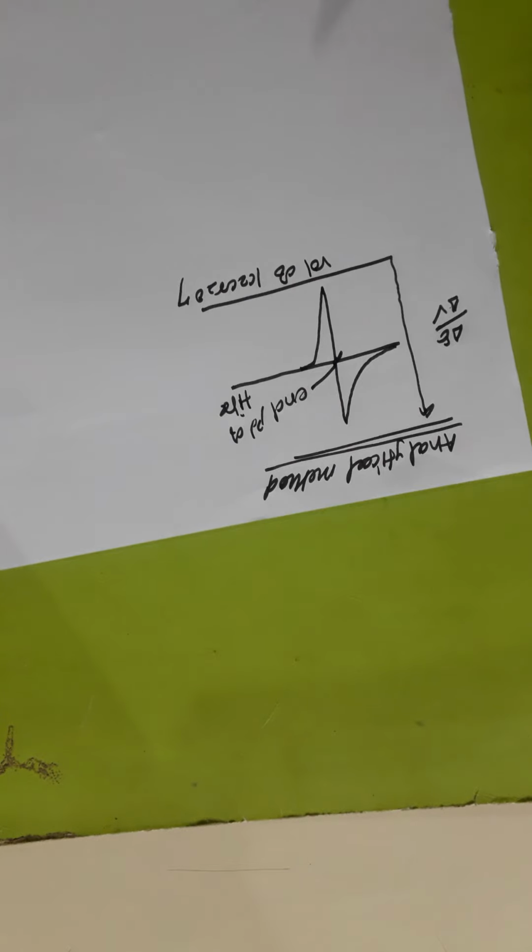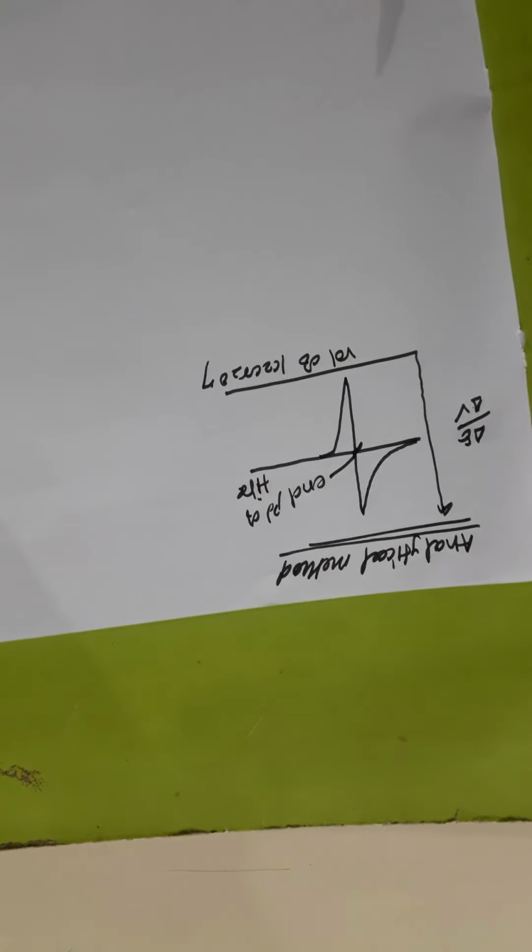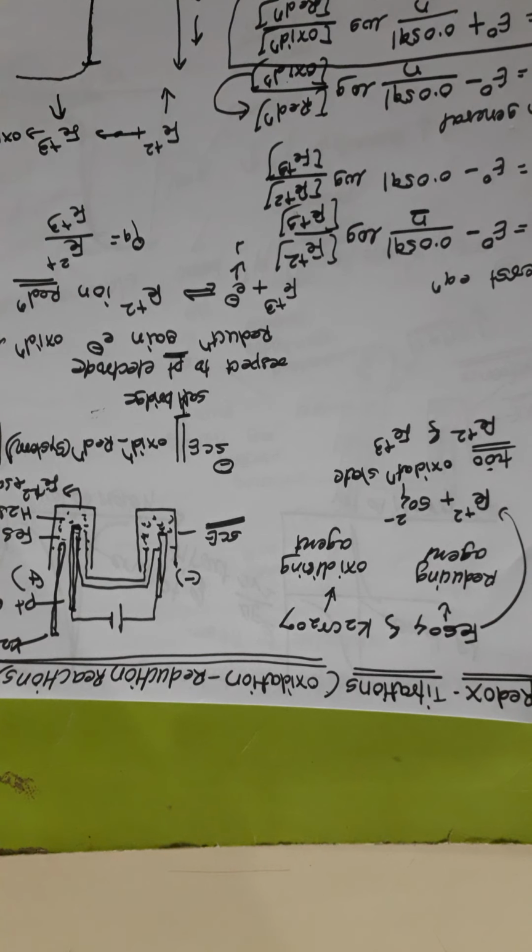This is the redox titration. A redox titration means an oxidation-reduction reaction. In this titration, FeSO4 and K2Cr2O7 are used. FeSO4 is the reducing agent, and K2Cr2O7 is the oxidizing agent.